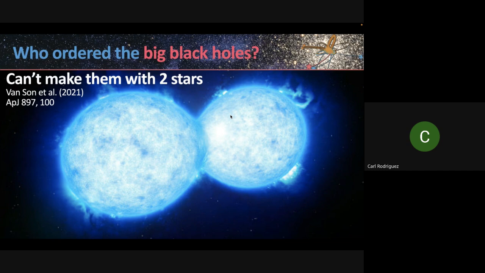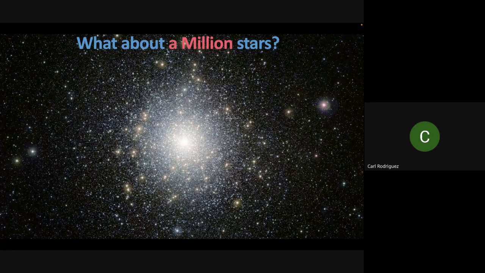But I fundamentally am a dynamicist. I'm interested in how stars move around in space. So if we can't make something with two stars, my natural inclination is to just keep throwing stars in until we can explain something. So this is the cluster 47 Tuc. It's a well-known Southern Hemisphere globular cluster.